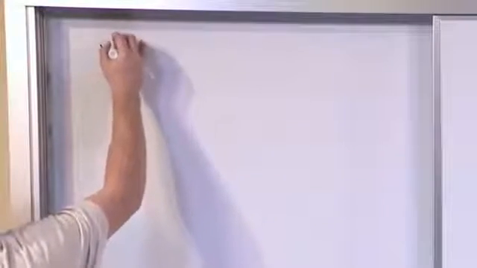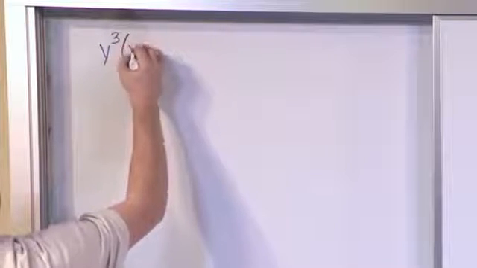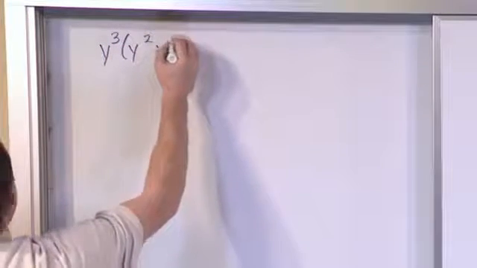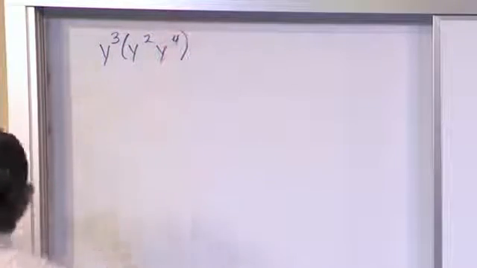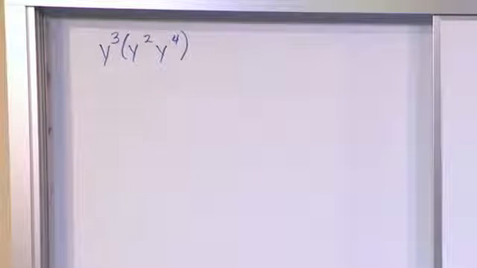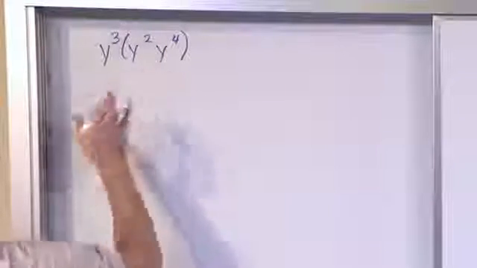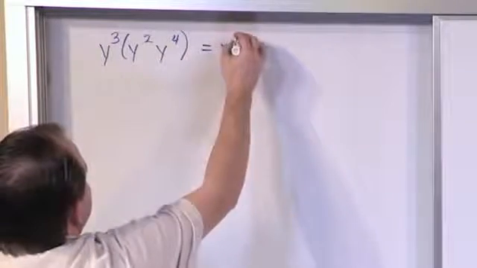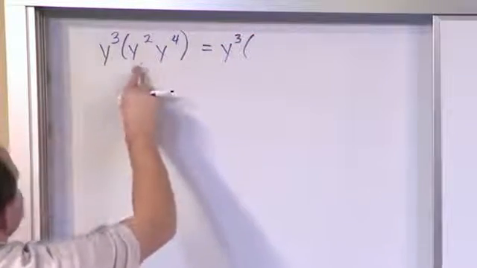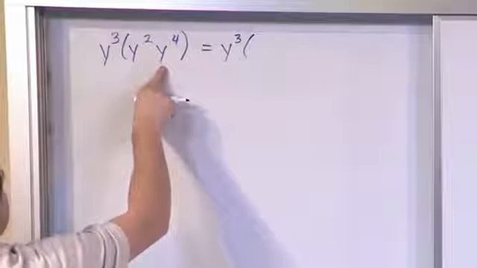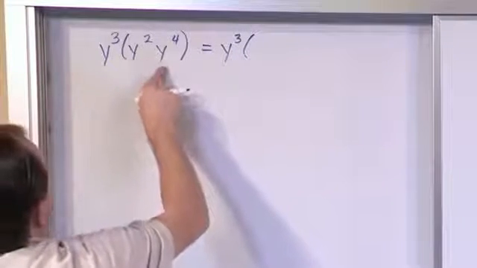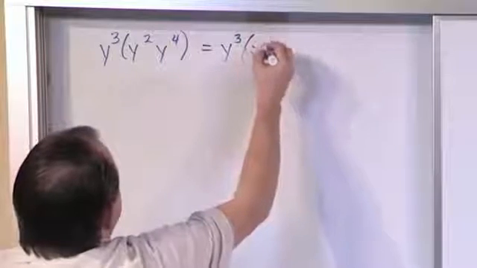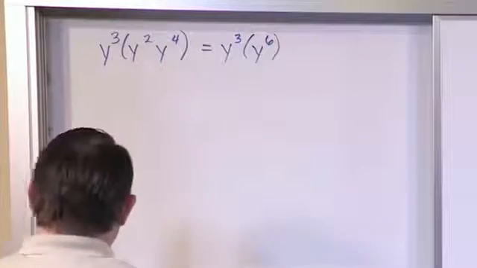All right, what if you had y to the power of 3 times the quantity y squared times y to the 4th power, and you wanted to simplify that? You're typically taught to do everything inside of the parentheses first. So let's go ahead and do it that way. The y to the 3rd, we could just leave out for now. And inside, we have the same base, which is y. So we can multiply these together and add the exponents. 2 plus 4 is 6. So we'll have y to the 6th.